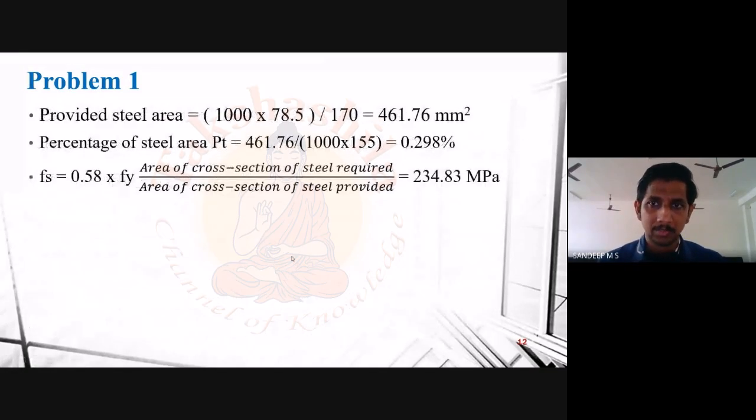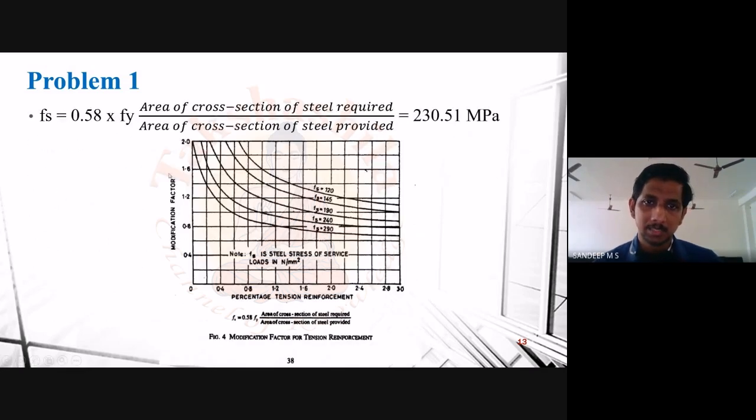So basically, this is the thing. Provide steel area this much, and PT will be this much. So based on the condition given in your IS 456, based on figure 4, you can calculate the modification factor. For that, what you require is the value of FS. For that, you require the area of cross section of steel required as well as that provided.